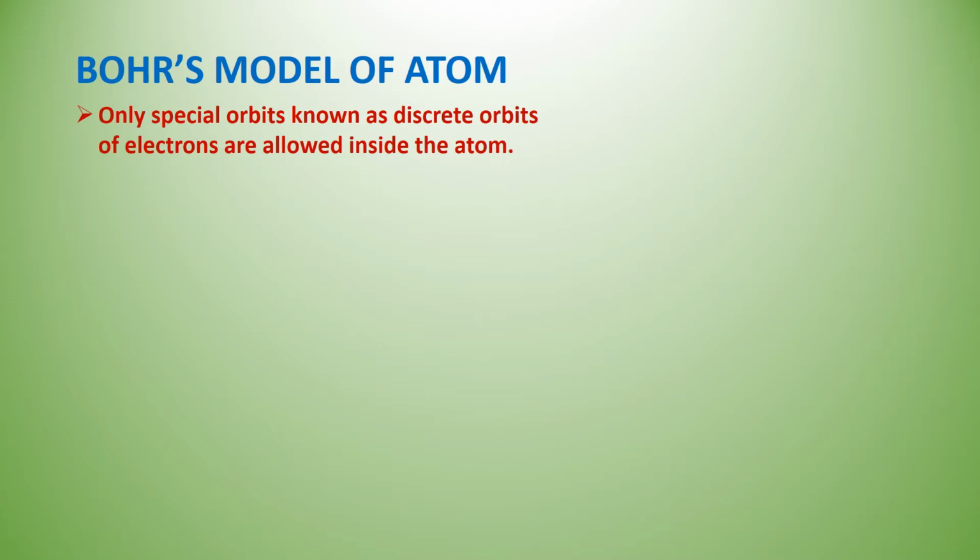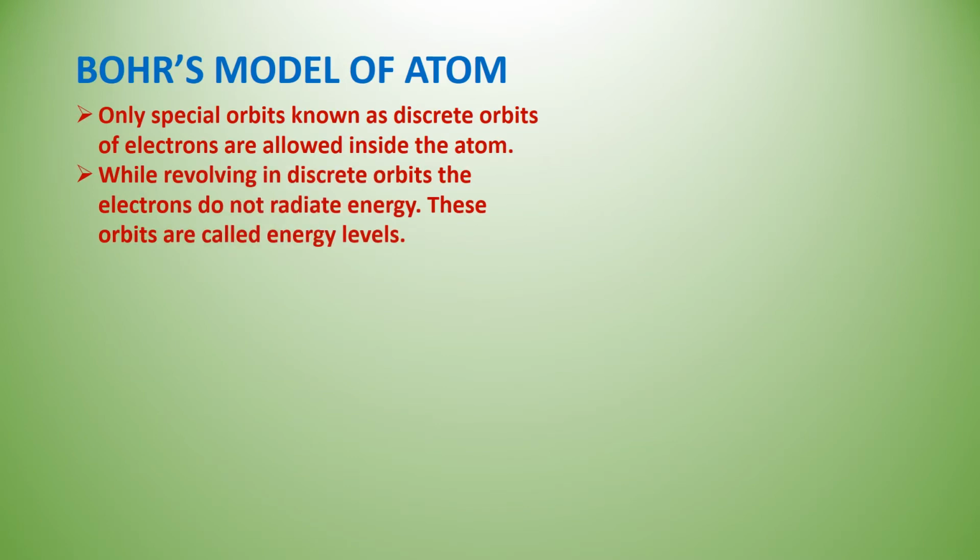That means surrounding the nucleus there are special orbits known as discrete orbits where the electrons are present. While revolving in discrete orbits, the electrons do not radiate energy. This was given by Bohr. But Rutherford told that the electrons radiate energy, which would make the atom unstable. Here it is not radiating energy, so automatically the atoms, the elements will be stable. These orbits are called energy levels.